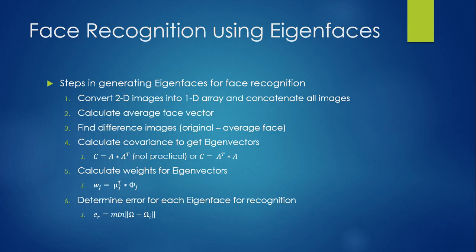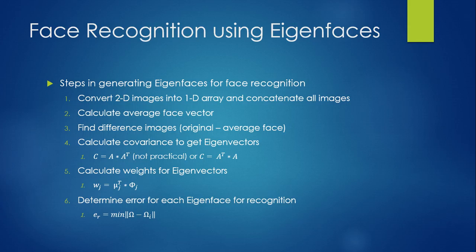So the first step is to convert each 2D image into a one-dimensional array and concatenate all the images into a two-dimensional matrix. To give an example, if we had a 100 by 100 pixel image, we'd convert that to a 1 by 10,000 pixel image array, and then we would combine every one of those arrays into the same two-dimensional matrix, so that we contain however many images are in our database in a single two-dimensional matrix rather than a three-dimensional matrix, which will improve the processing speed.